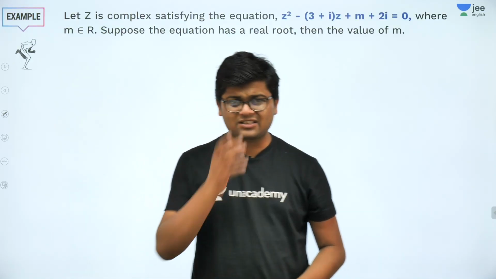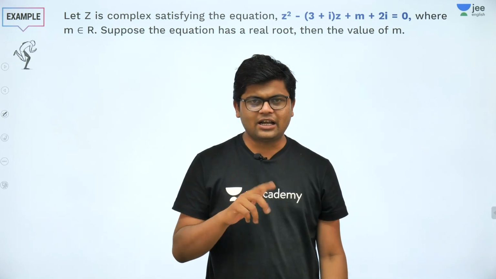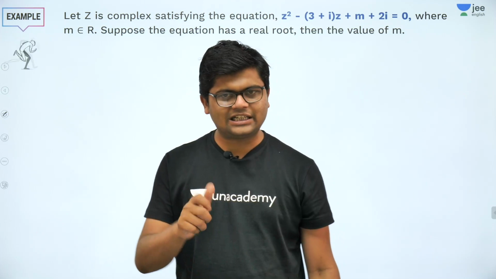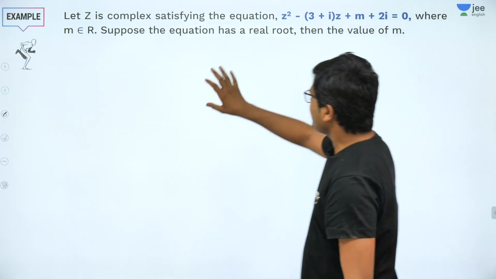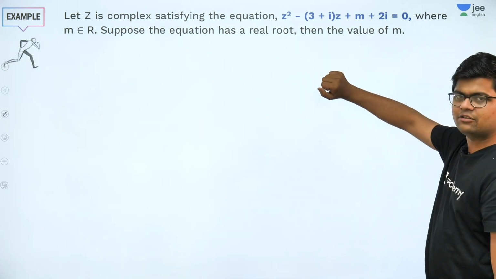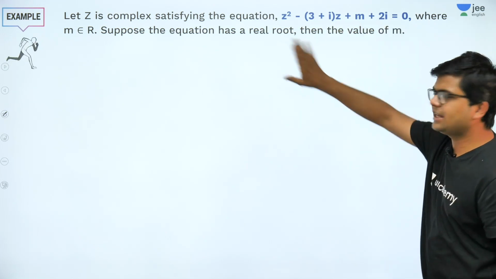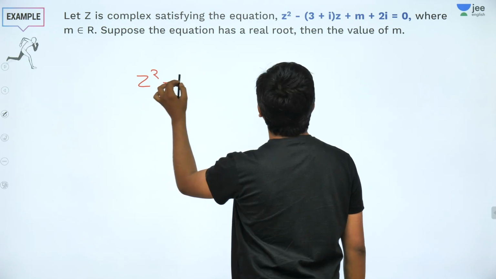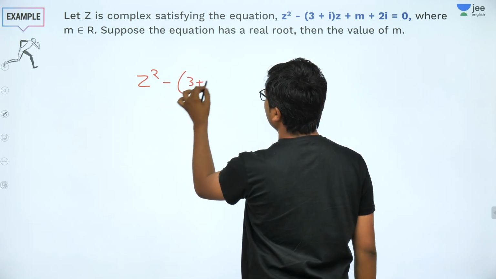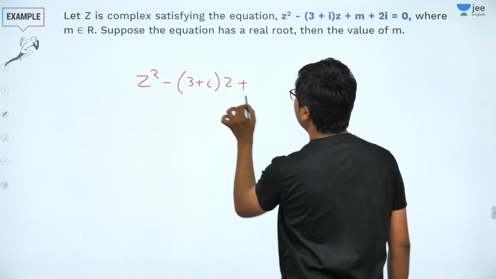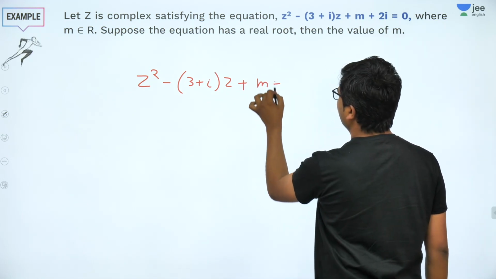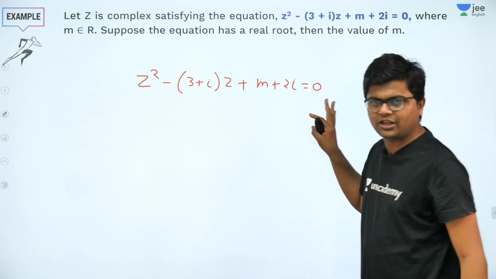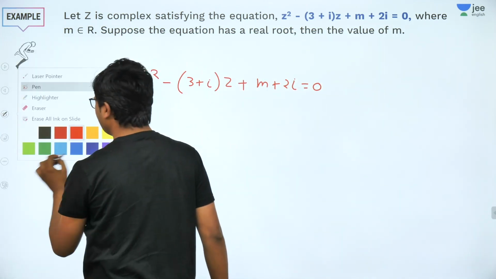Z is the complex satisfying this equation where m belongs to real. Suppose the equation has a real root. Find the value of m. This is an integer type question. So, the question has given us that this equation has a real root. Just rewrite the equation as z square minus (3 plus iota) into z plus (m plus 2 iota). Got my point? Now this equation has a real root.